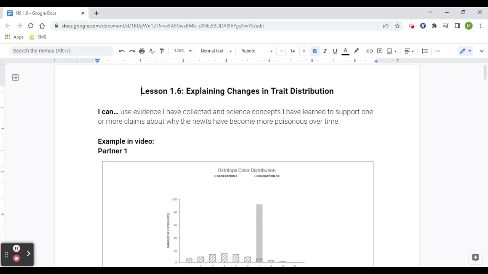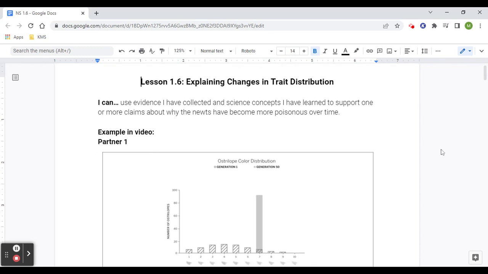Hi everybody, this is lesson 1.6, explaining changes in trait distribution. So our I can statement for today's lesson is: I can use evidence I have collected and science concepts I have learned to support one or more claims about why the newts have become more poisonous over time.